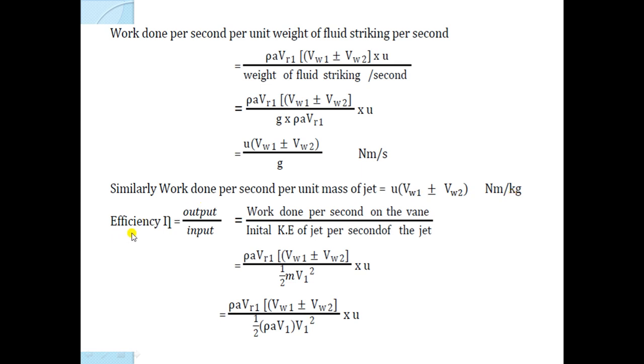The efficiency is given by output divided by input. Output is work done per second on the vane. Input is the kinetic energy of the jet. If we substitute the value, the work done per second is rho a Vr1 Vw1 plus or minus Vw2. Input is the kinetic energy, which is half m v1 square. If we substitute the value and simplify, we will get this equation: rho a Vr1 into Vw1 plus or minus Vw2 into u divided by half rho a V1 cube.